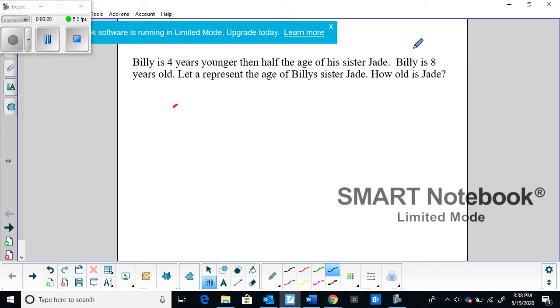Billy is 4 years younger than half the age of his sister Jade. Billy is 8 years old. Let A represent the age of Billy's sister Jade. How old is Jade?